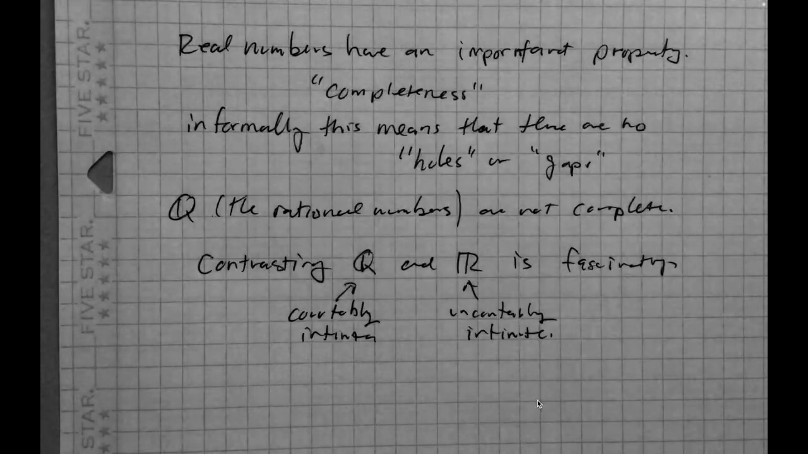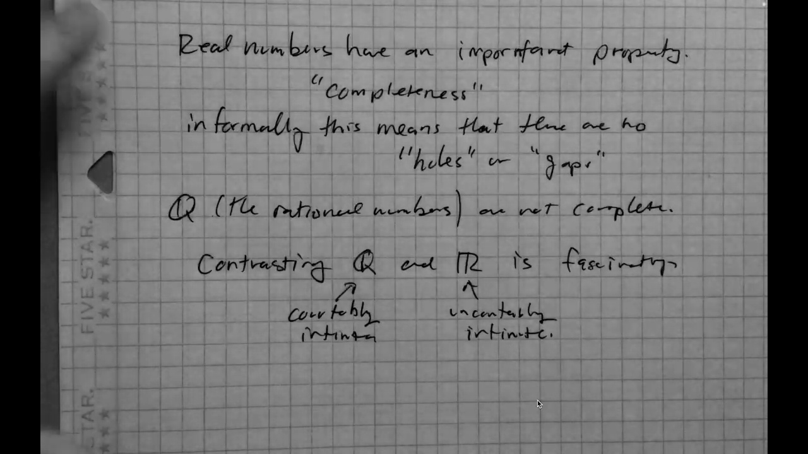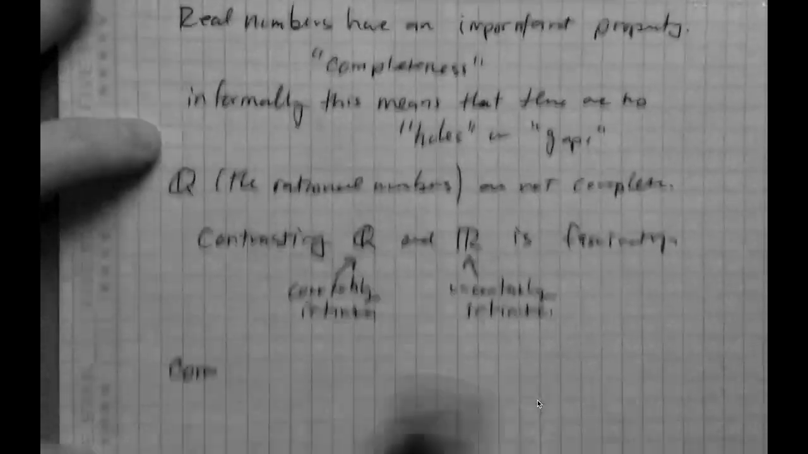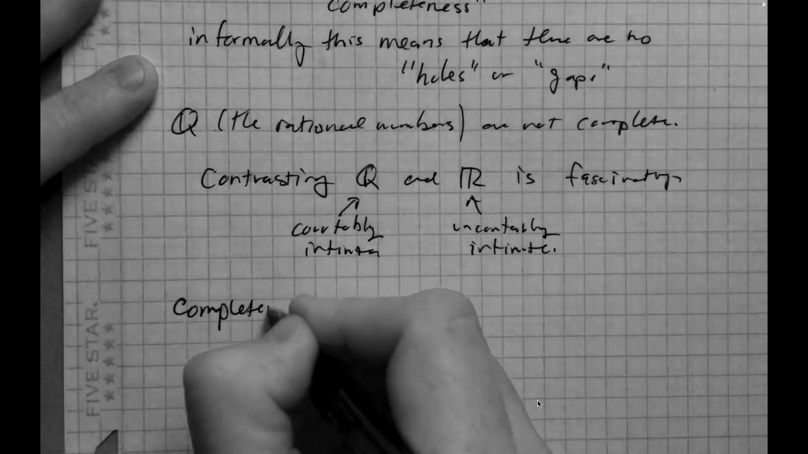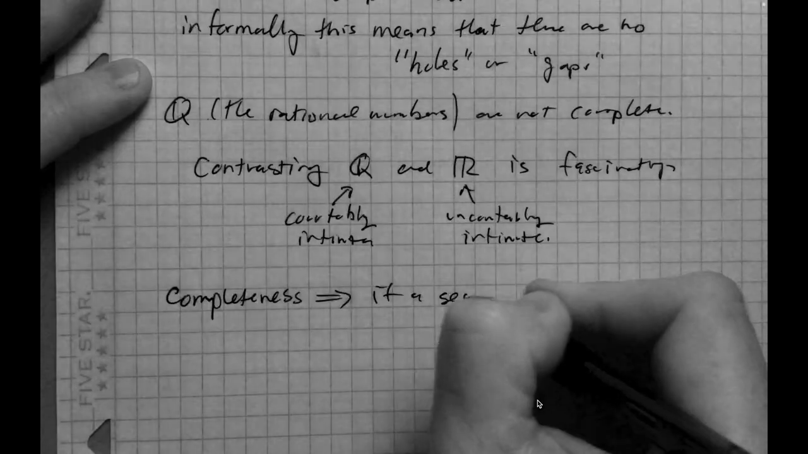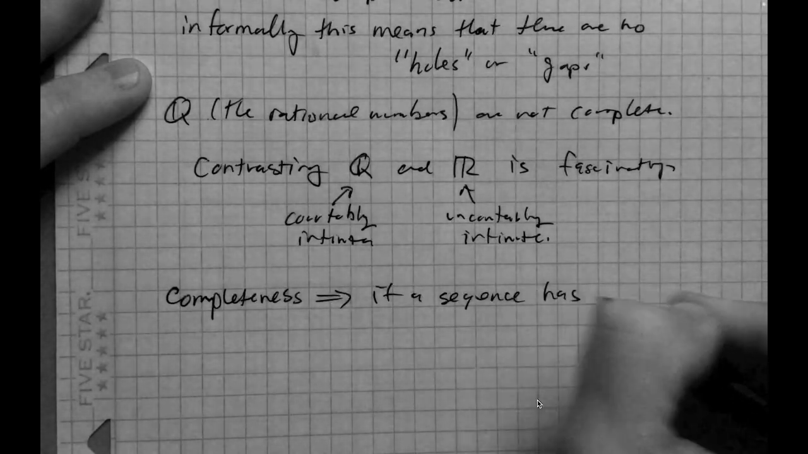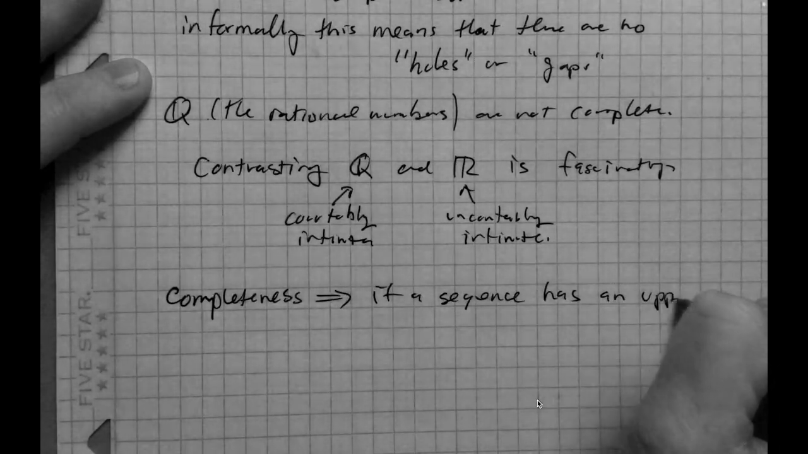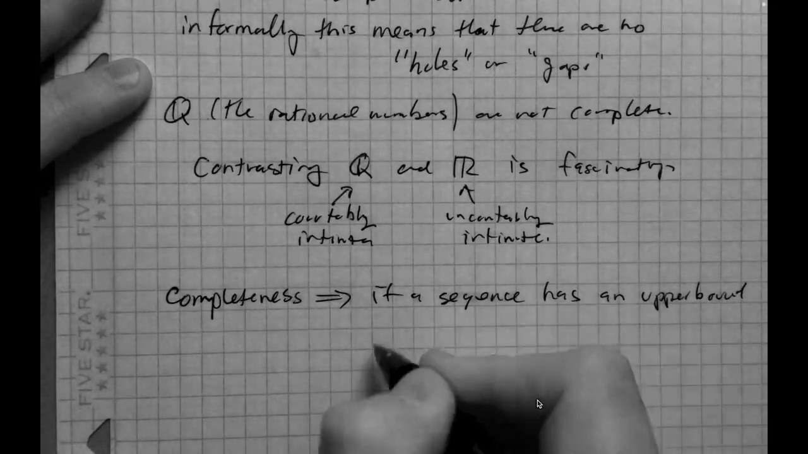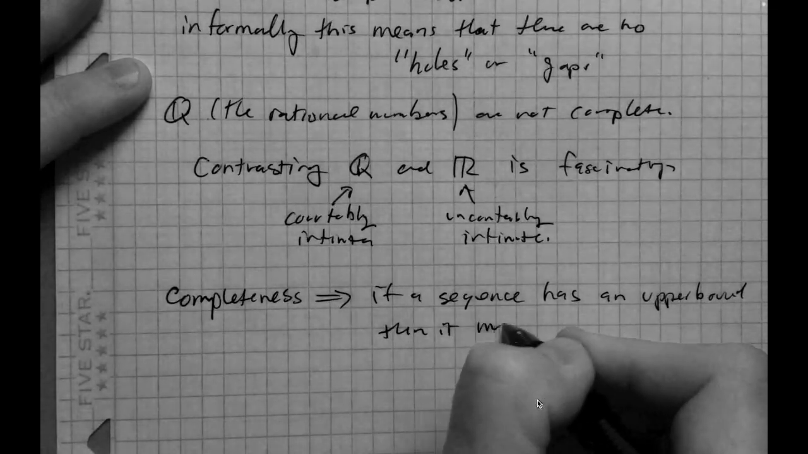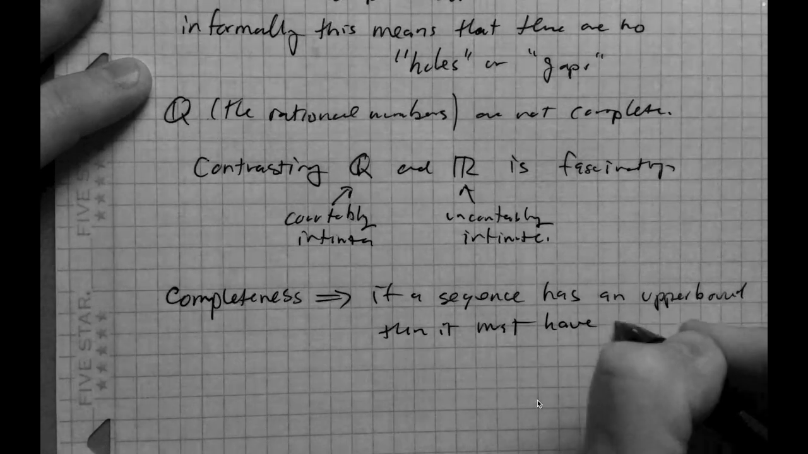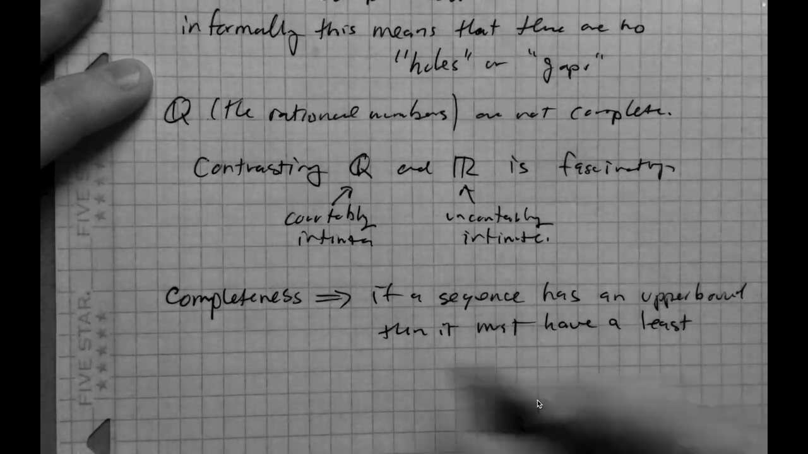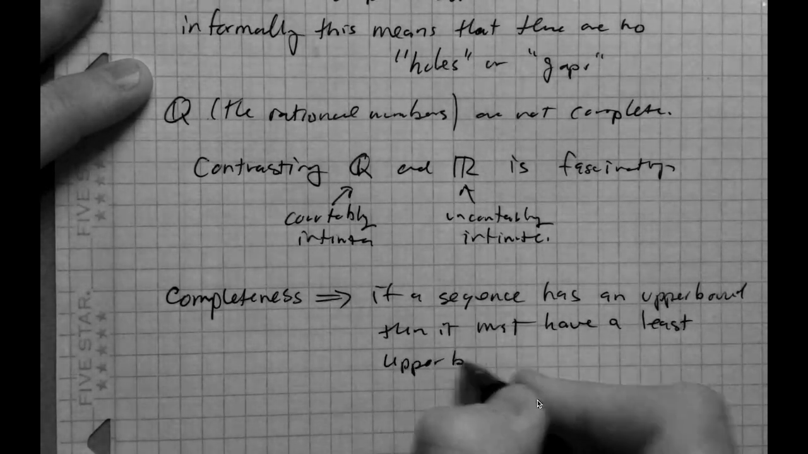But anyway, the completeness property of the real numbers can be used to show that if a sequence has an upper bound, then it must have a least upper bound, right? So completeness implies if a sequence has an upper bound, then it must have a least upper bound.